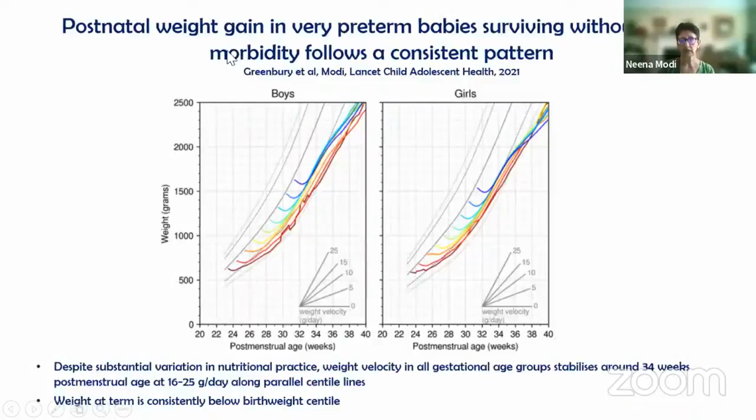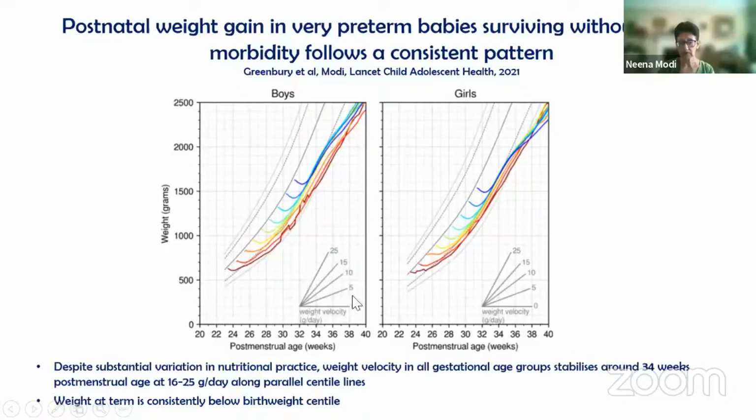This shows you the pattern of weight gain in very preterm babies surviving without major morbidities. So they had no ROP, BPD, or major brain injury. They had healthy survival. The colored lines depict babies of different gestational ages. The brown lines are babies born at 23 weeks gestation, and the dark blue line represents babies born at 31 weeks gestation, and all the other gestational ages in between. On the right, you have girls. On the left, you have boys.